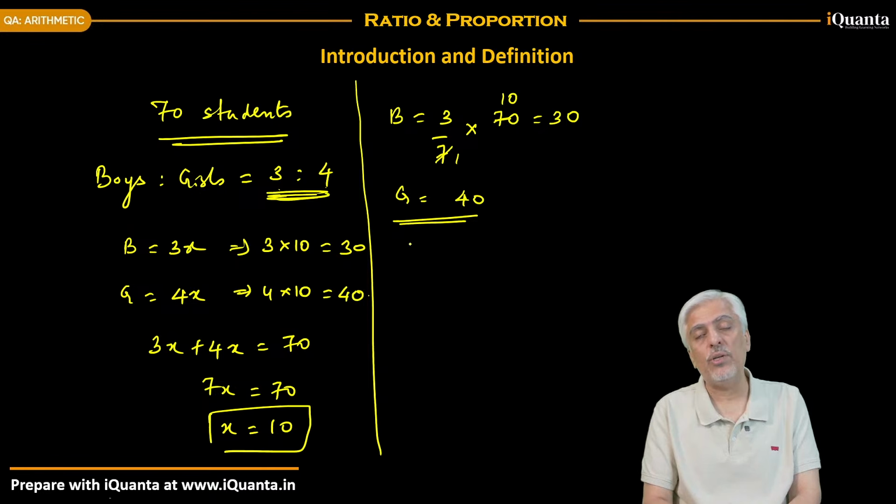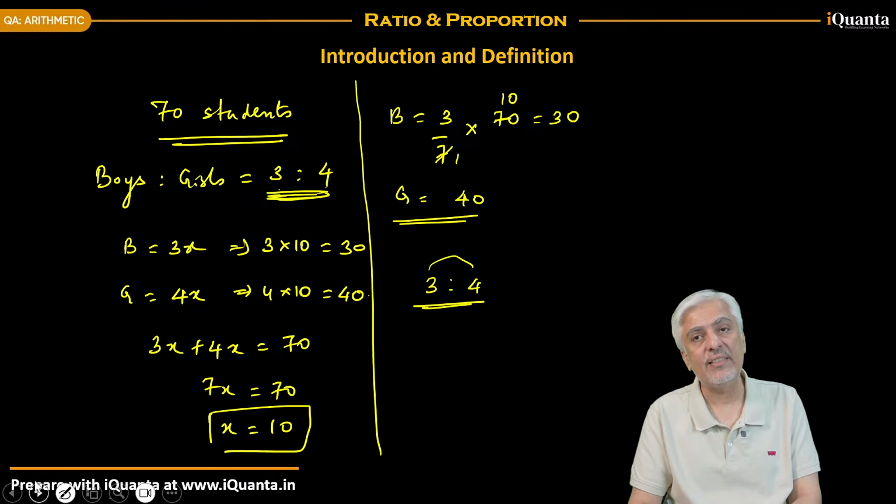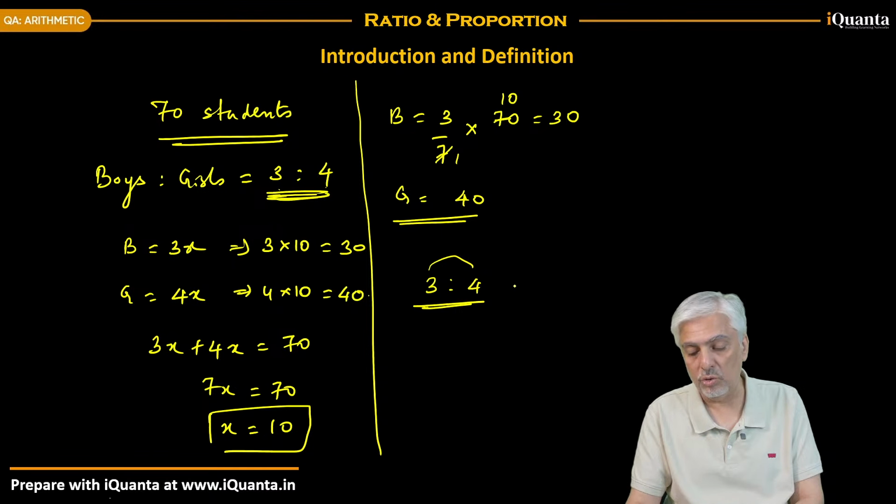For some numbers you can only do it by observing, like 3 ratio 4. 3 plus 4 is 7 and total, so 3 plus 4 total is 7, but the real total was 70. This is how many times? This is 10 times. So make these both numbers also 10 times, so they become 30 and 40.